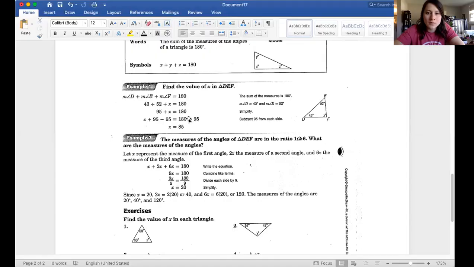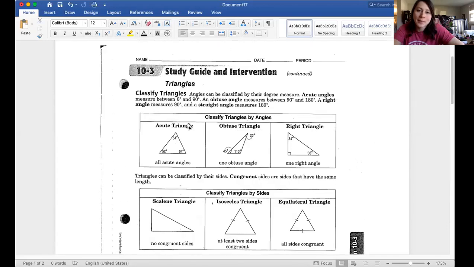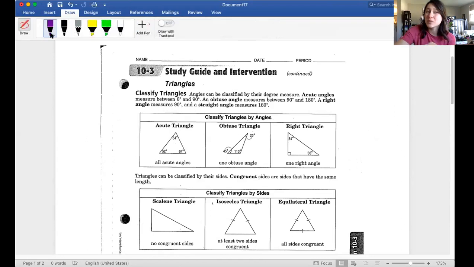So, in this video, we're going to be taking a look at triangles. And so I'm actually going to do the back of the study guide first, and we're just going to break down the types of triangles based off of their angles and by their sides. And so this is something that you've probably looked at before and are maybe a little bit familiar with.